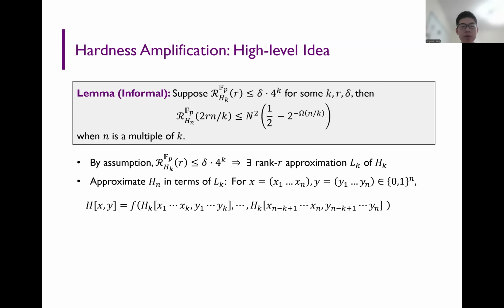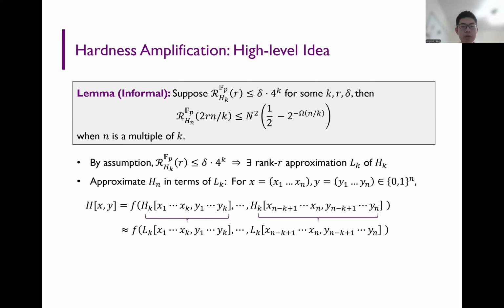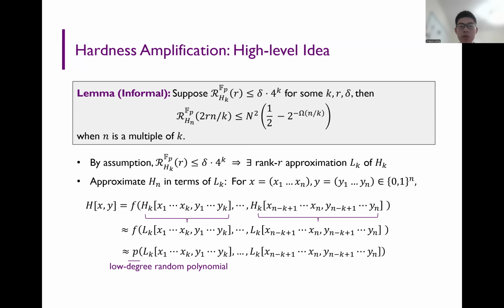The idea of proving such a self-reduction is quite natural. To construct a low-rank approximation of a larger matrix H_n, we will approximate it in two steps. In the first step, we will write H_n in terms of H_k, and then replace each appearance of H_k by L_k, which greatly reduces the rank. Then, in the second step, we will apply some polynomial method between these copies of L_k to further reduce the rank below the desired threshold.